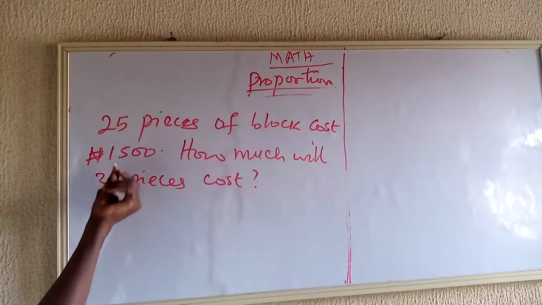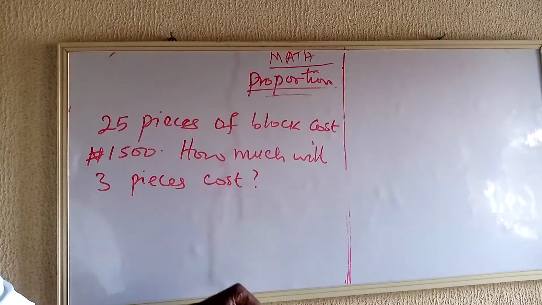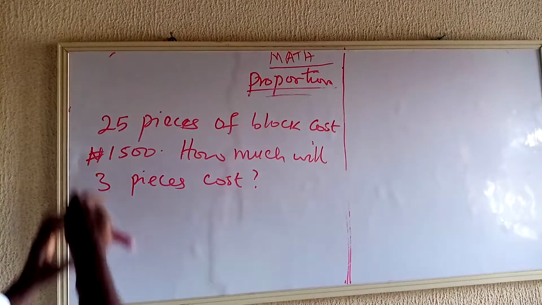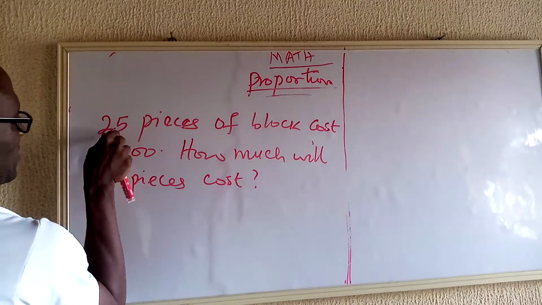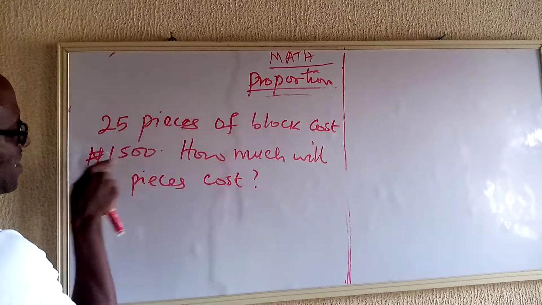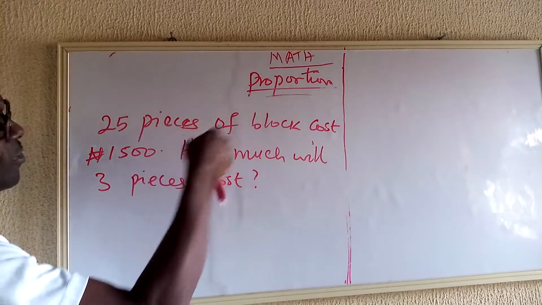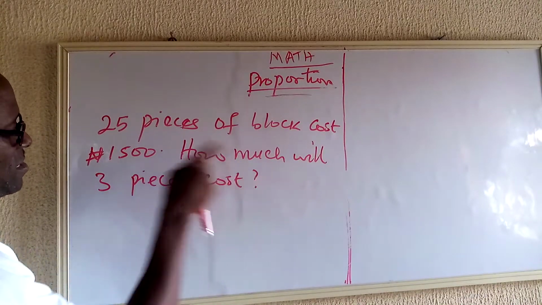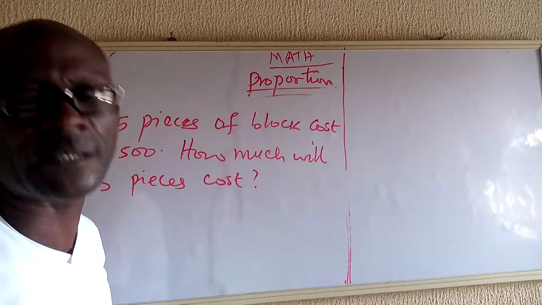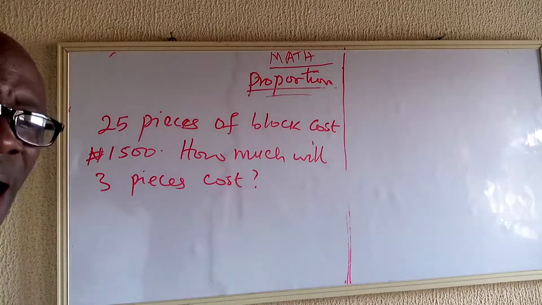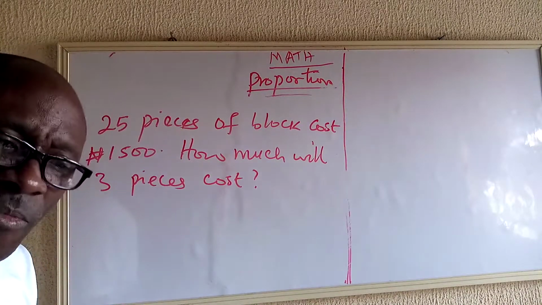25 pieces of block cost 1,500 naira. How much will 3 pieces cost? This is a case of buying things. Somebody who wanted to buy 25 pieces of block paid 1,500 naira. If the number of blocks is now decreased to 3, do you expect him to pay more or less? It should be less. Why? Because the more items you buy, the more money you spend.